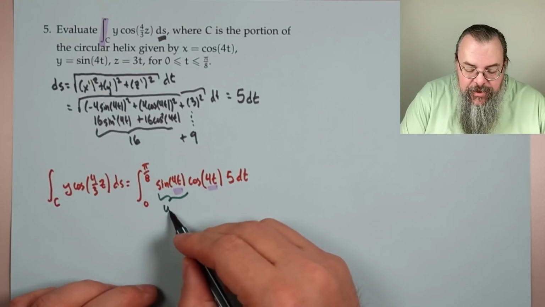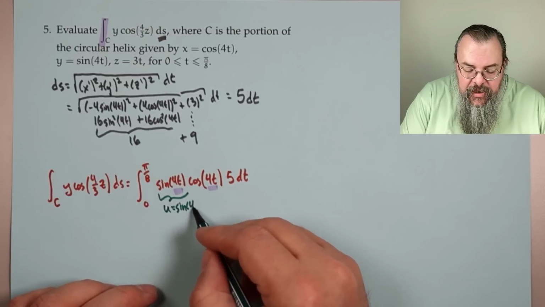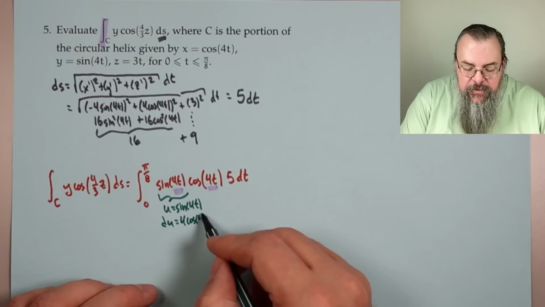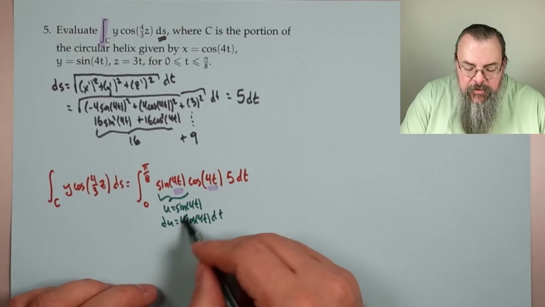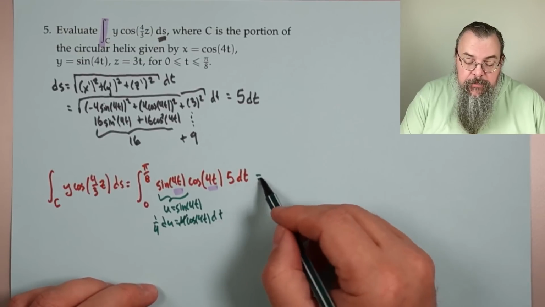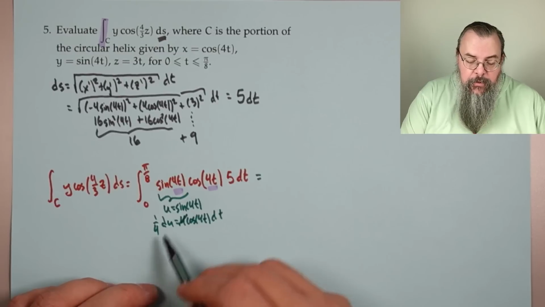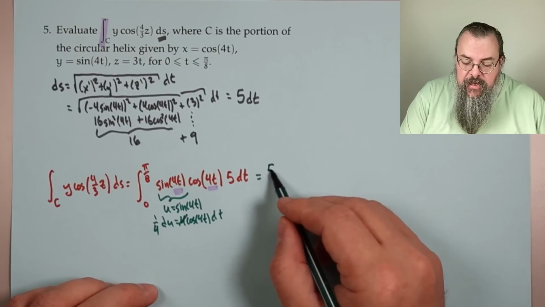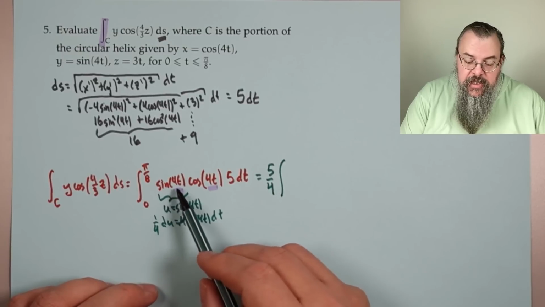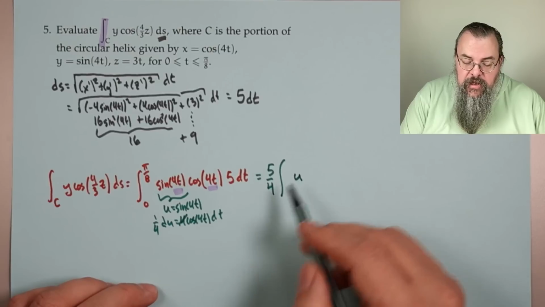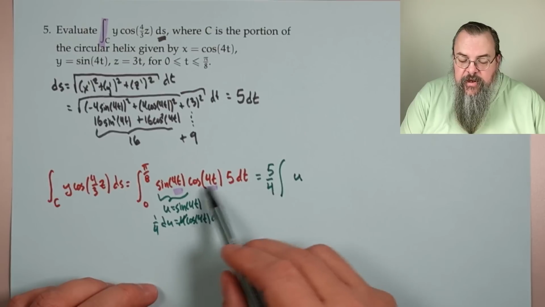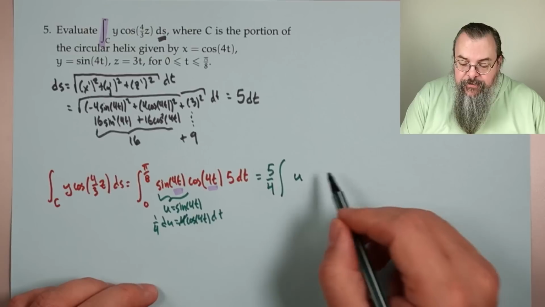So I'll let u equals sine of 4t. Then du is 4 cosine 4t dt. Or I can move that 4 across because constants are easy to move around. And if we do that, we already have a 5. We're going to introduce a 4th. So that gets us 5/4 integral. The sine of 4t is the u. And then, of course, the cosine dt with the 1/4. Well, the cosine 4t dt gets us our 1/4 du.